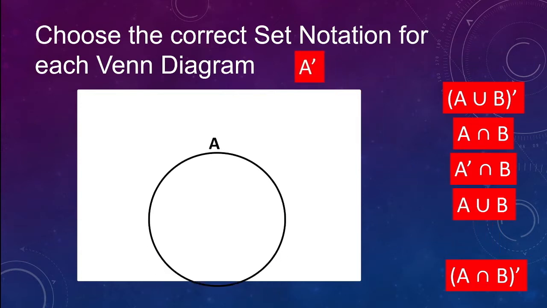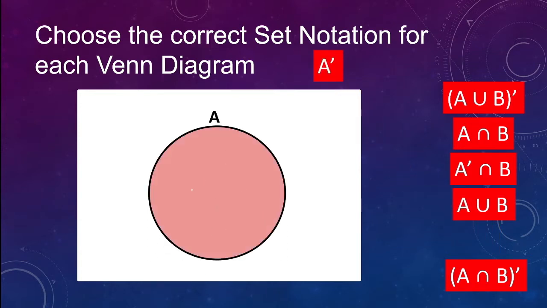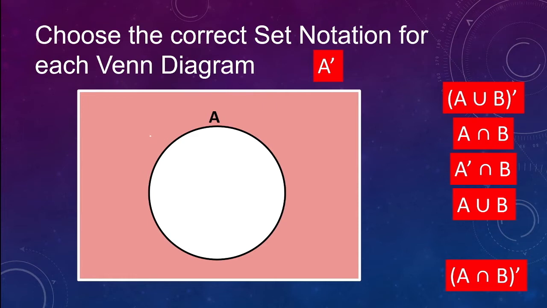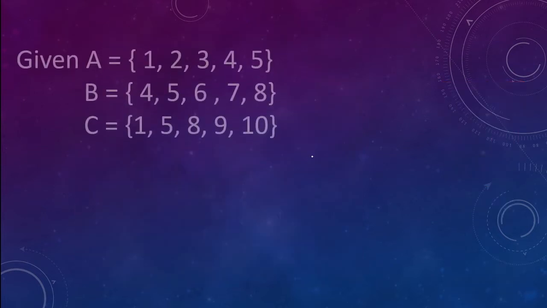A prime. So, this is A. So, naka-shade yung A. So, when we say A prime, hindi natin siya isi-shade. Hindi kasama yung lahat ng nandito sa A. So, ang isi-shade natin ay yung labas. So, this is the A prime. Yung naka-shade ng orange. Okay?